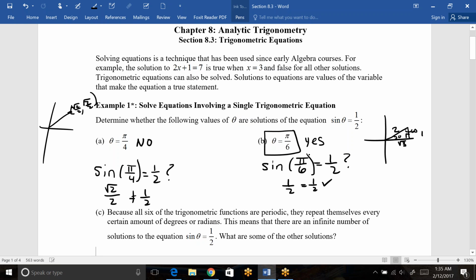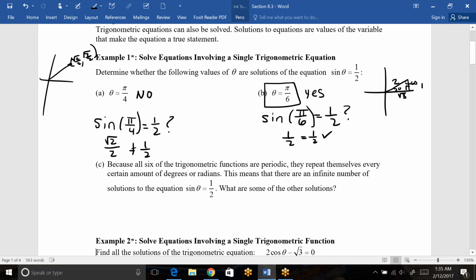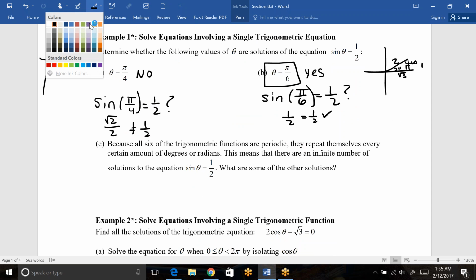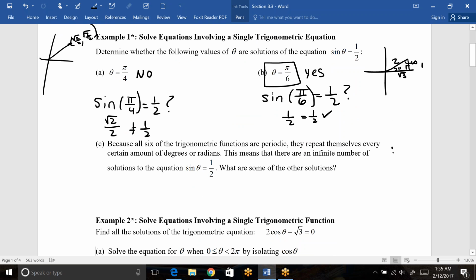So because all of the trigonometric functions are periodic, which means they repeat a pattern over and over again for a certain amount of degrees or radians, this means there's actually an infinite number of solutions to that equation. So let's think, what would be some other ones? Well, if you think about just within 0 to 2 pi, so here was that triangle, 30, 60, 90. This is 1, 2, and square root of 3.